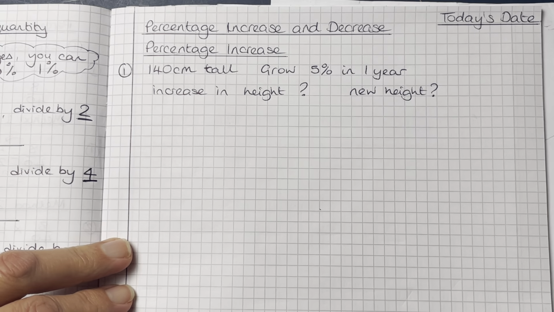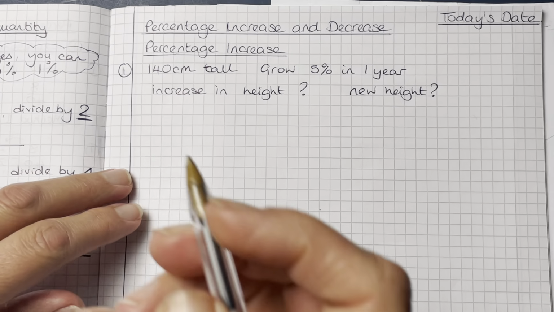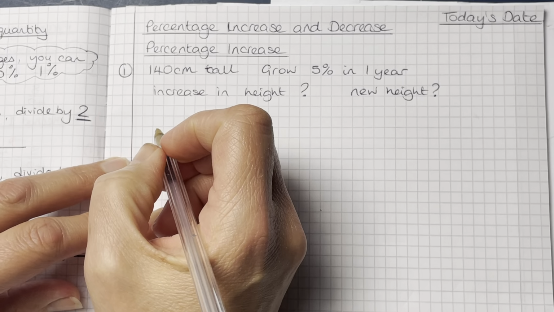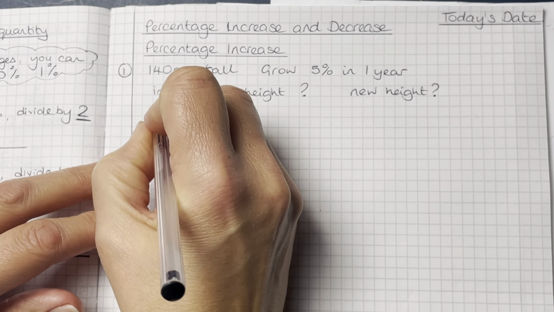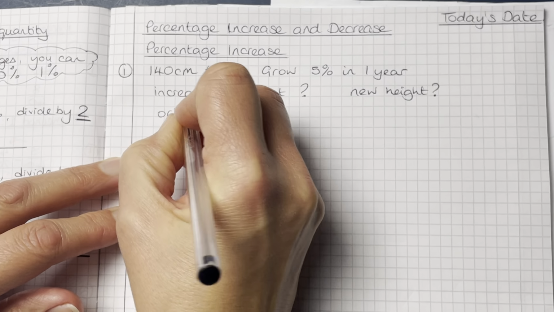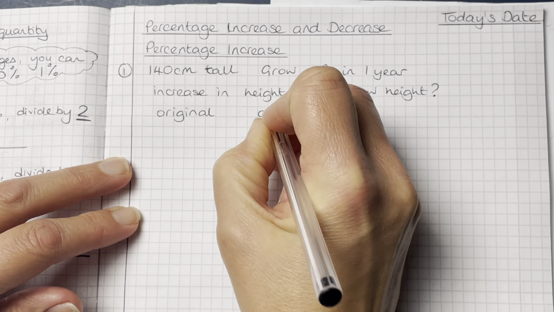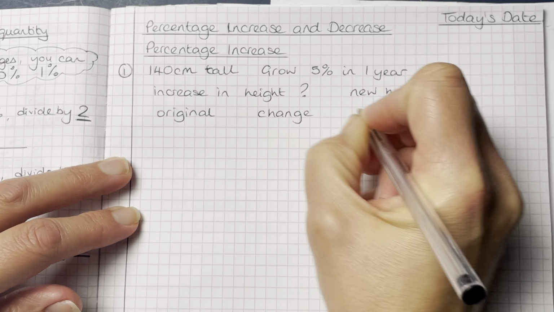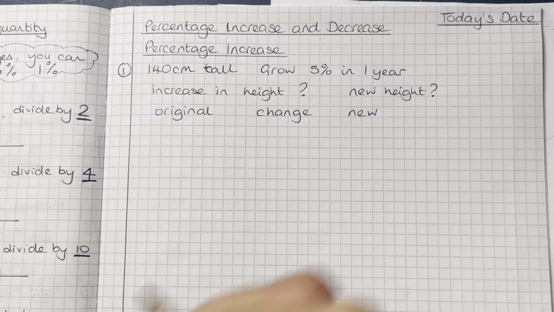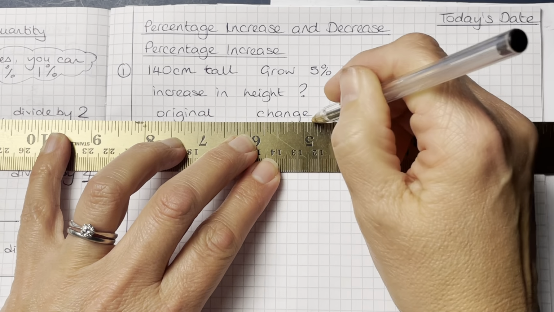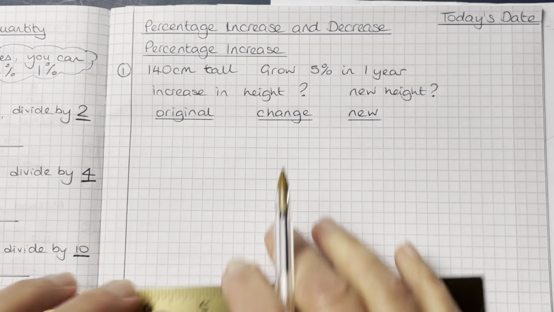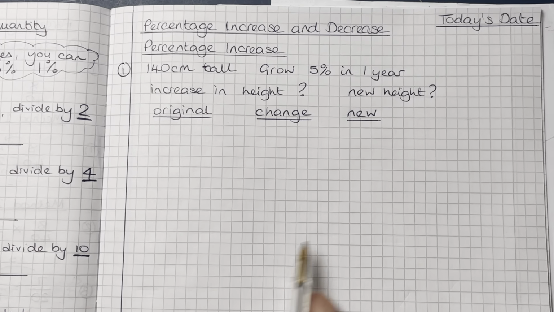Okay, so I really like this method. It's very simple, and I use it mostly when I'm looking at percentage increase and decrease. It's called original, change, new. Okay, so I always write those three little headings: original, change, and new. And then I fill in the gaps.